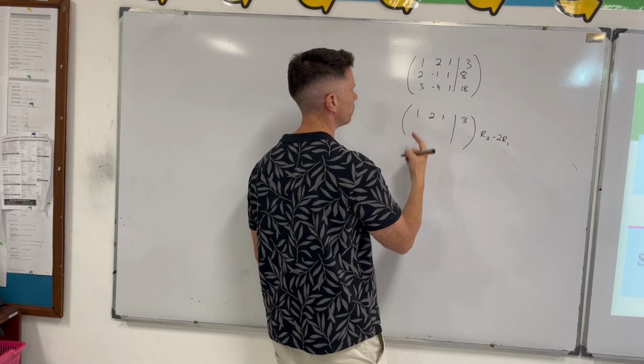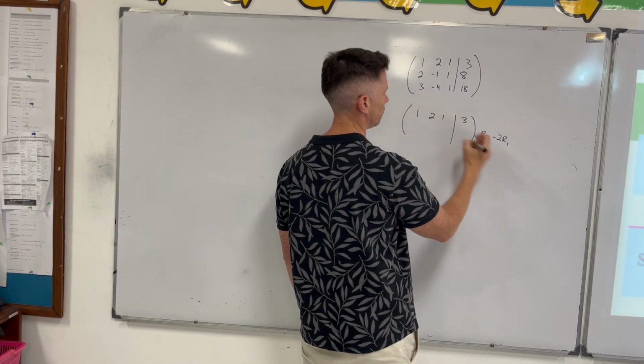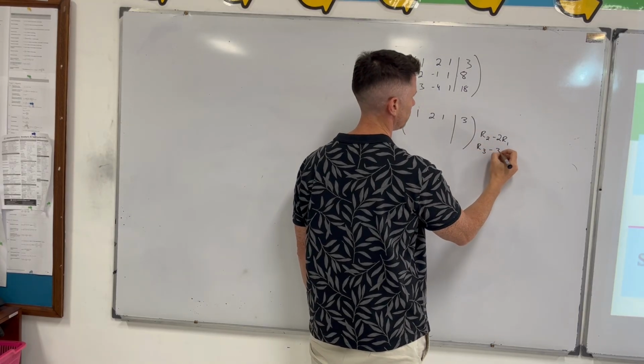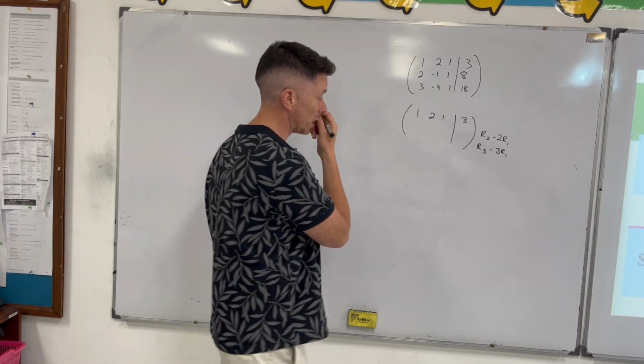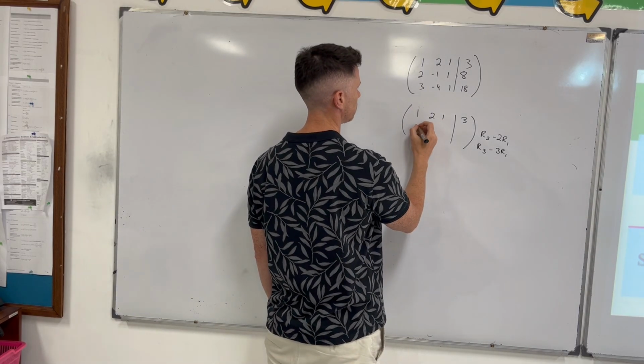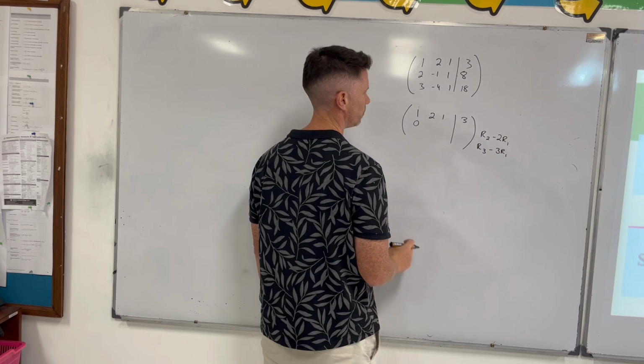2 minus 2 is 0. And in this one, I'm going to use row 3, take away 3 times row 1. And that should end up with a 0 there as well. So let's do that. I know this is going to be 0, because that's the way I constructed it.